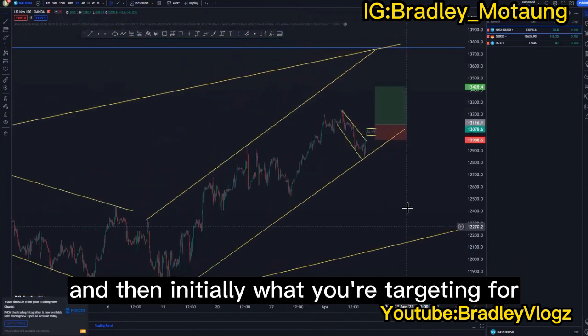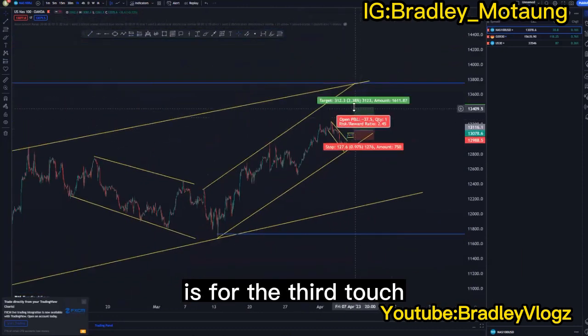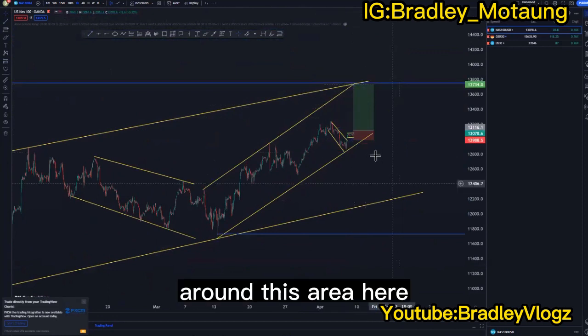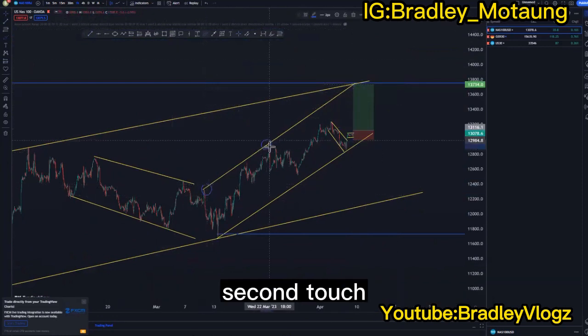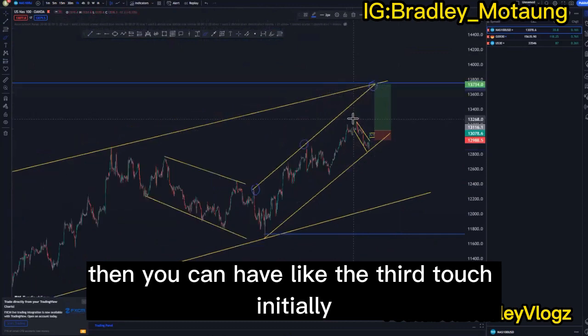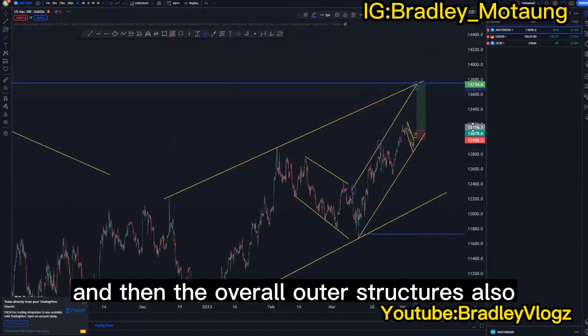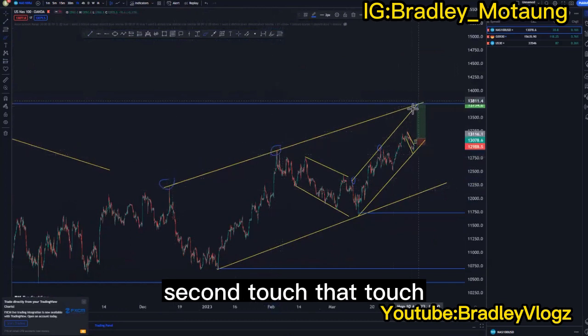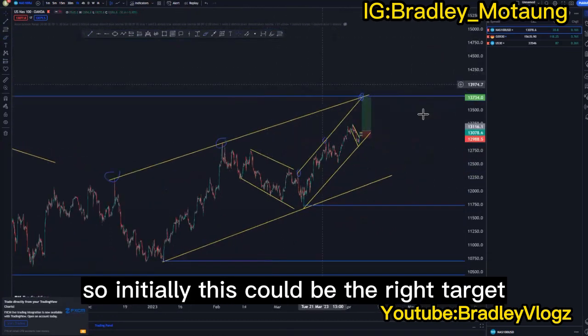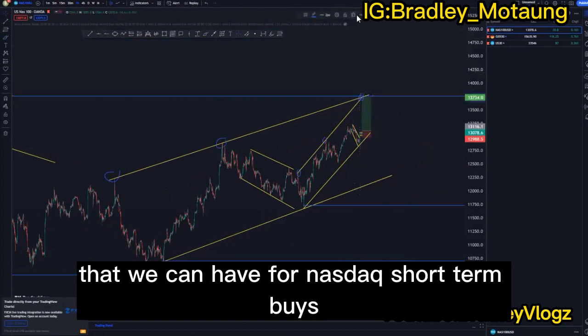And then initially what you're targeting is the third touch around this area here, just because you have the first touch, second touch, then you can have the third touch initially. And then the overall outer structures also, we have the first touch, second touch, third touch. So initially this could be the right target that we can have for NASDAQ short-term buys.